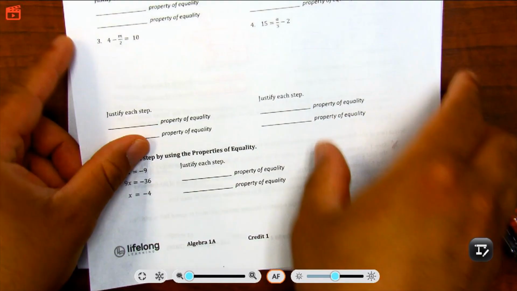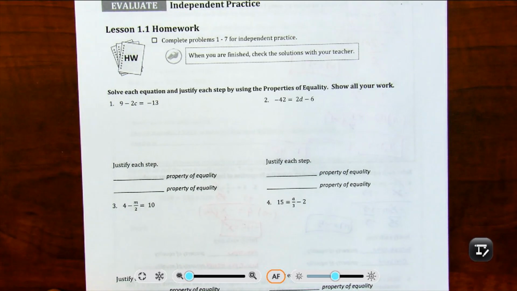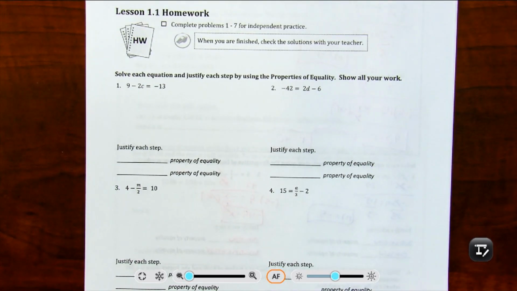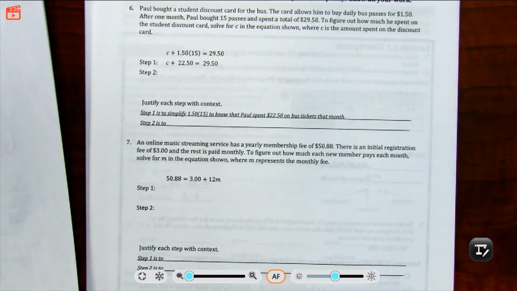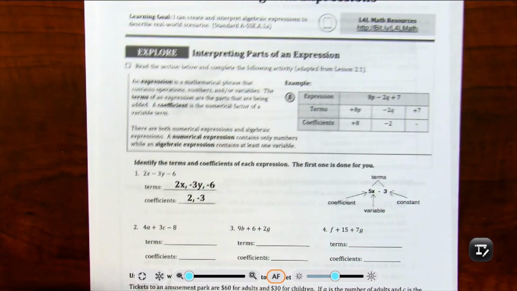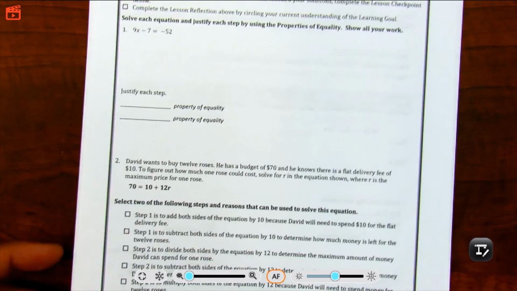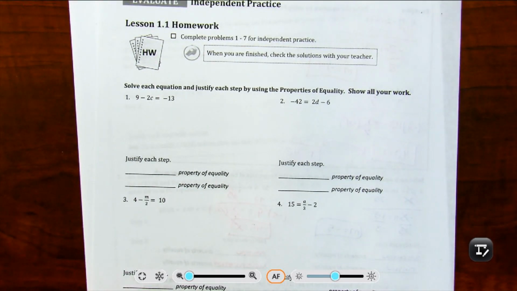Okay, so that pretty much completes the first lesson, lesson 1.1, and your homework is to complete page 18, so the lesson 1.1 homework, and page 19, and end at the lesson 1.1 checkpoint. And then for your homework, make sure you show all your work. Make sure if you need to attach any scratch paper, attach it to the file and try your best.